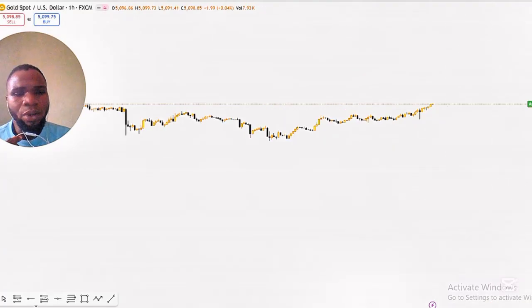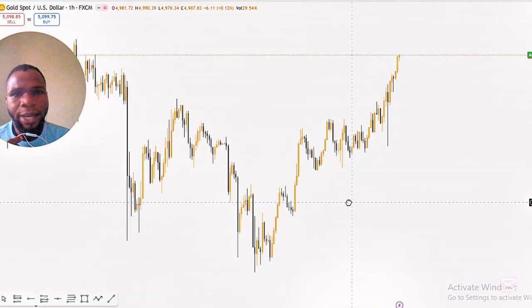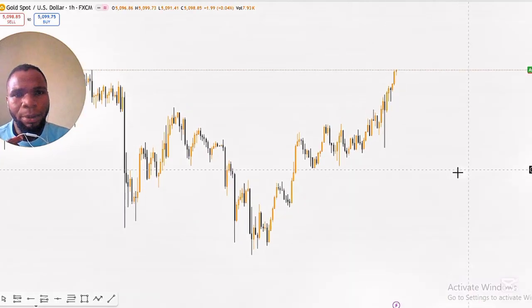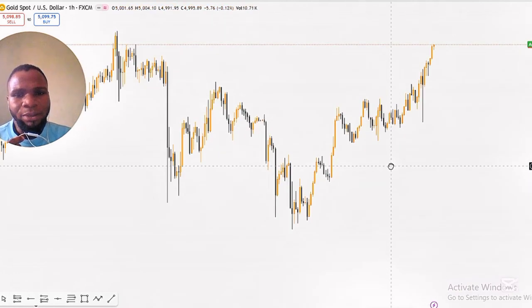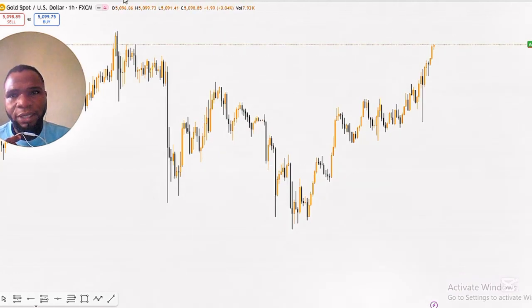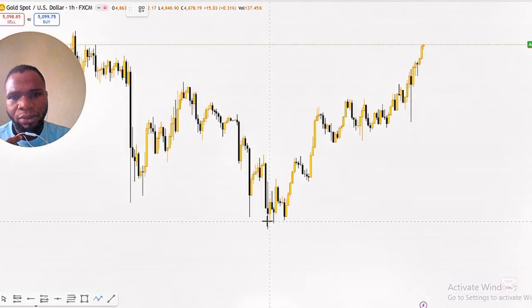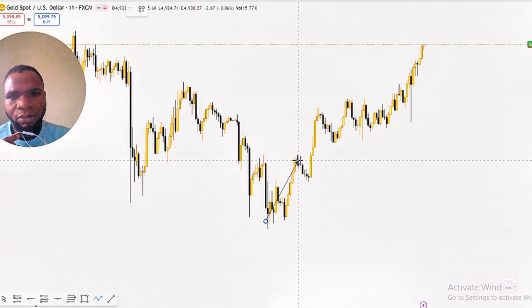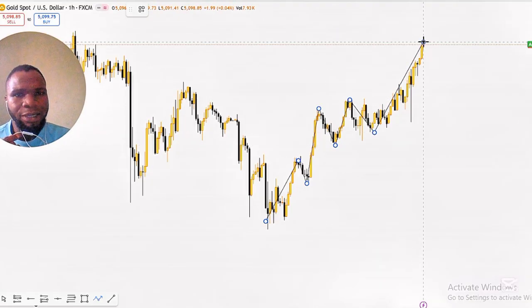So the 1 hour is where we do our major analysis. This is where I know whether I'm buying or I'm going to sell. So with what I'm seeing, the market is actually buying on the 1 hour. And if you want to judge, you can use your patch, which is from here to here. This is a high, this is a low, this is a high, this is a low, this is another high, low, and this is another high here.